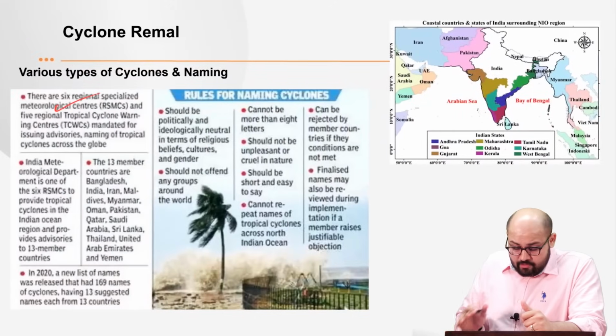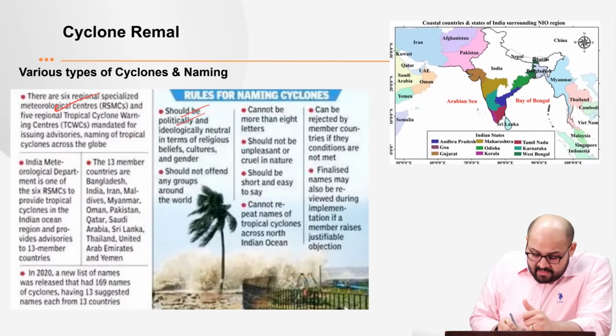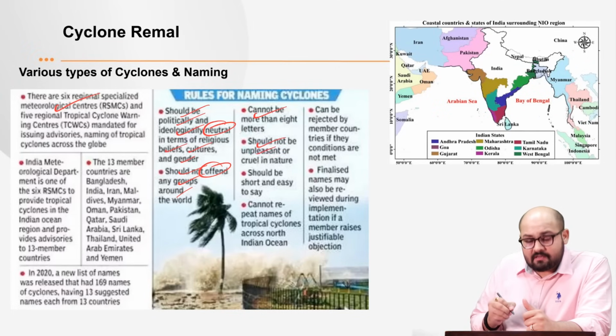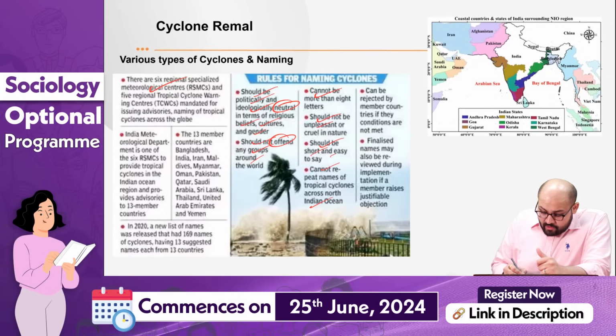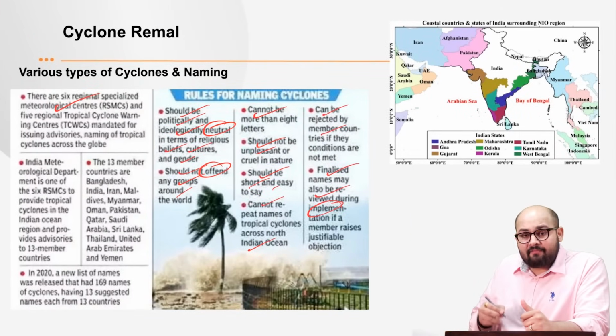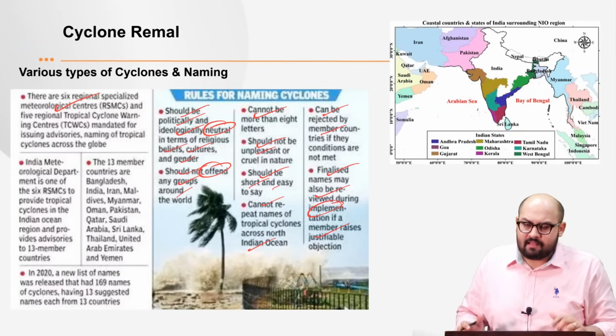But there are some conditions which have to be followed. Now, what are the conditions? The naming of the cyclone should be politically and ideologically neutral in terms of beliefs, cultures, and gender. Then it should not offend any of the groups around the world. Then it cannot be more than 8 letters. Then it should not be unpleasant or cruel in nature. Then it should be short and easy to say. It cannot repeat names of tropical cyclones across the North Indian Ocean. Then it can be rejected by member countries if the conditions are not met. Then finalized names may also be reviewed during implementation if a member raises justifiable objections. So this is how we have the naming of tropical cyclones in this particular region.